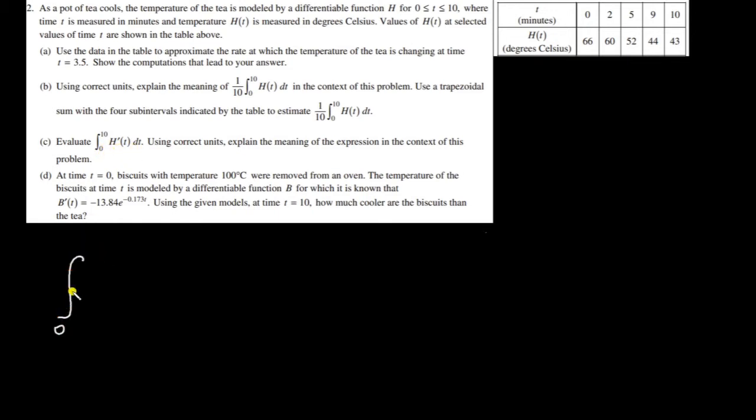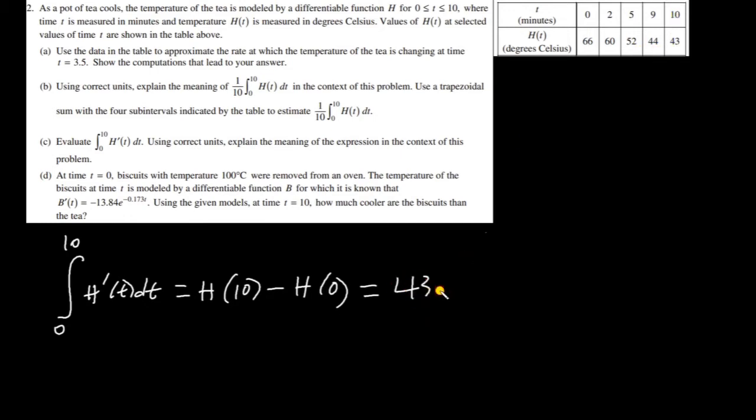So the integral from 0 to 10 of h prime of t dt is equal to h of 10 minus h of 0. Okay, so the derivative and the integral cancel out, and we just got the 10 and the 0 plugged into h, and that's what we get. Again, this is just straightforward from the fundamental theorem of calculus. And we know h of 10 and h of 0 because those are both here. h of 10 is 43, h of 0 is 66, and this is negative 23.